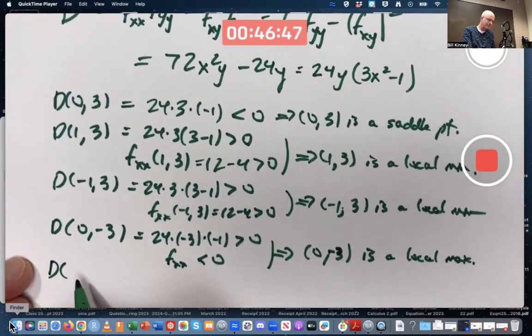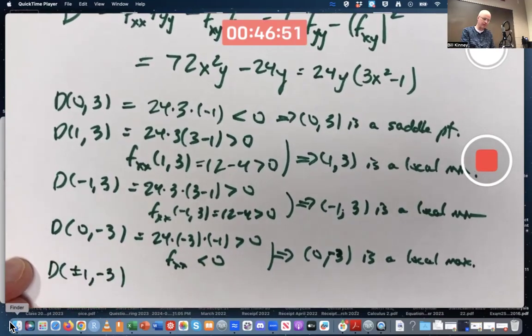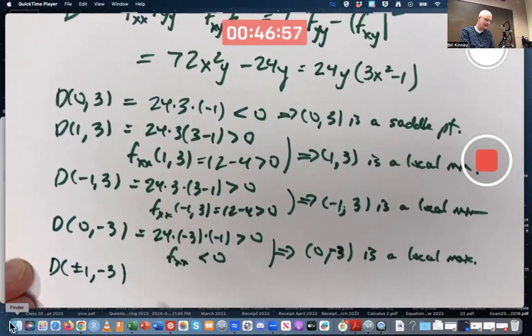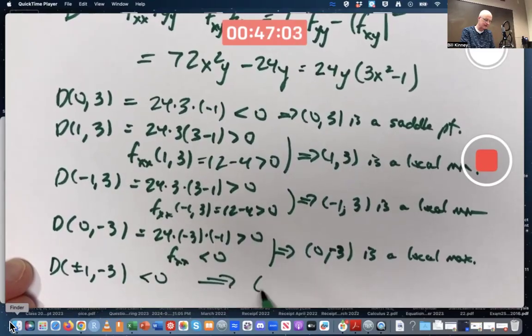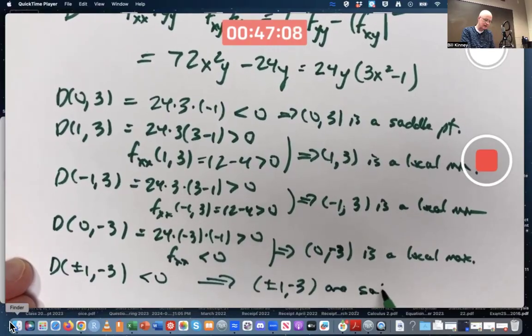D at plus or minus 1, negative 3 are maybe both the same. Yeah, and in both cases, you get a negative quantity. Those end up being both saddle points. I'll let you check that.